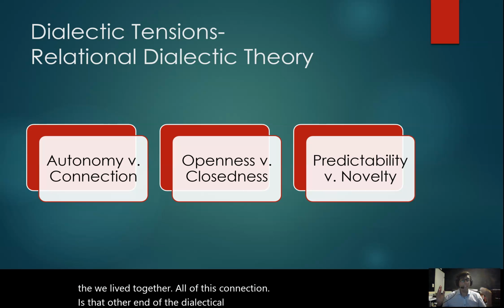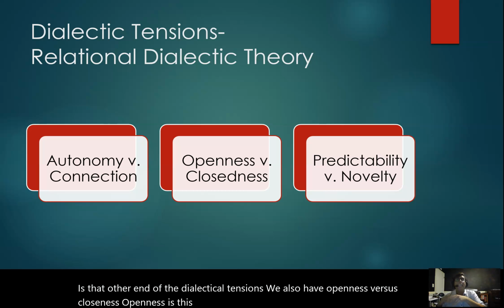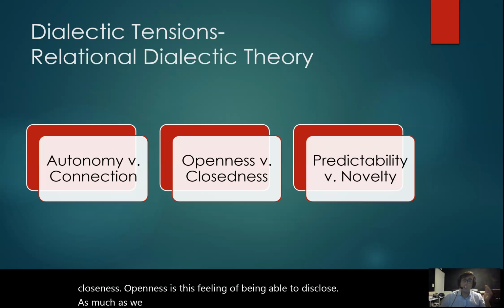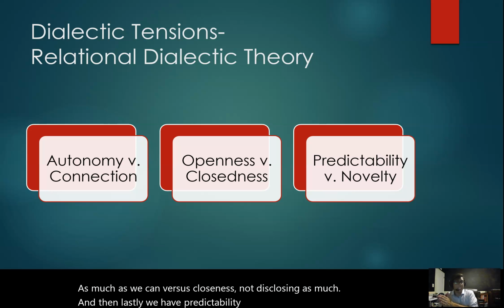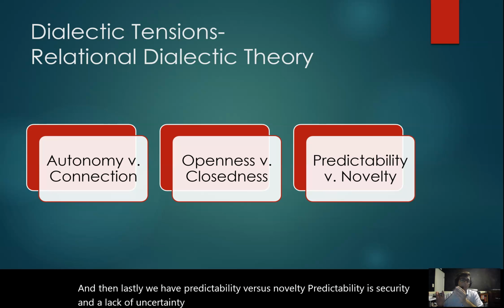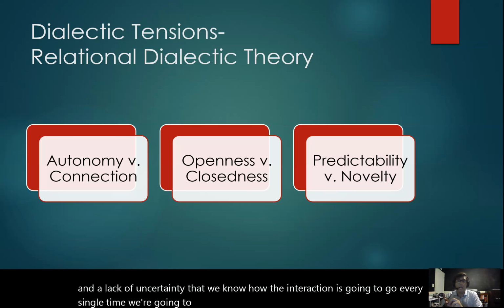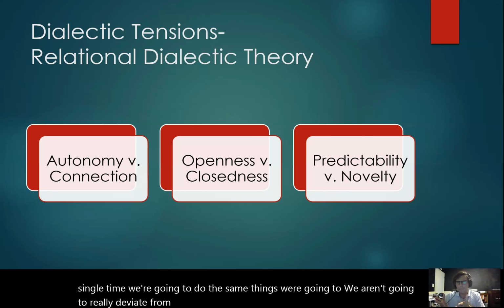We also have openness versus closeness. Openness is this feeling of being able to disclose as much as we can versus closeness, not disclosing as much. And then lastly, we have predictability versus novelty. Predictability is security and a lack of uncertainty, that we know how the interaction is going to go every single time. We're going to do the same things. We aren't going to really deviate from the expectation.